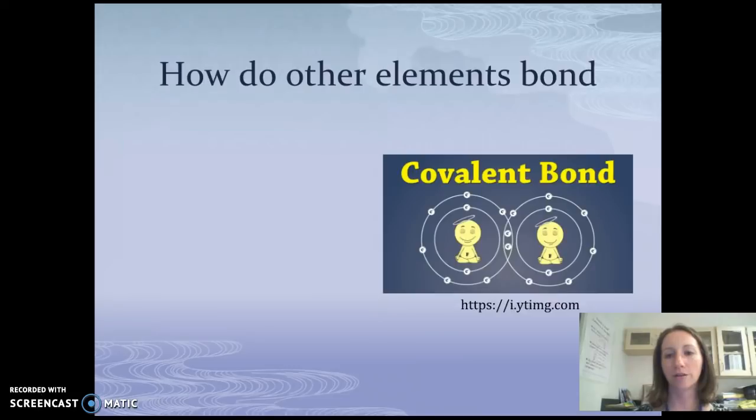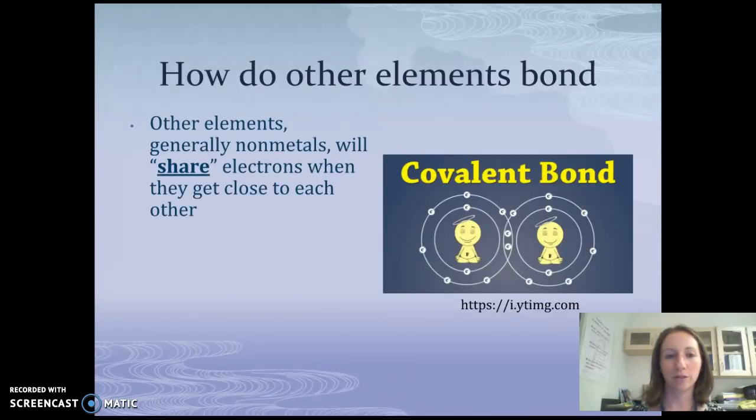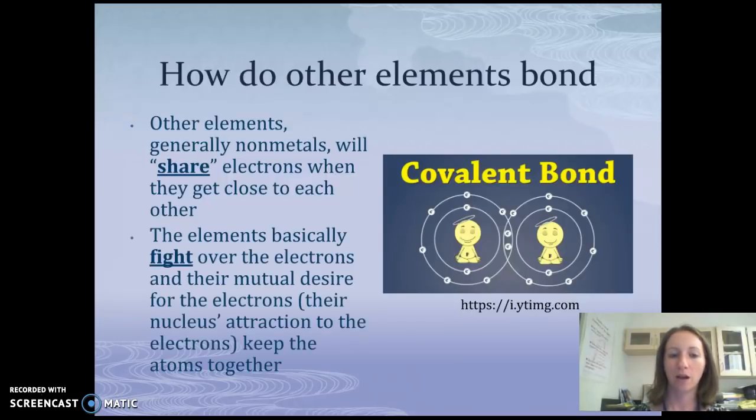So how do other elements bond? Another type of bond is called a covalent bond. All right, so this is when elements, we call it sharing, and this is typically the non-metal groups. They like to share electrons rather than just transfer them from one to the other. It's not exactly sharing. It's more like a tug-of-war, a fight between them. They each want the electron, and it just kind of ends up sitting in the middle of them. Right? So it's like a fight over electrons that they both want.